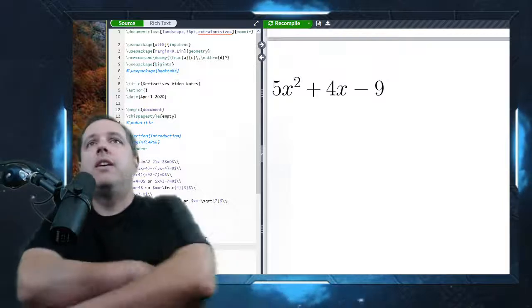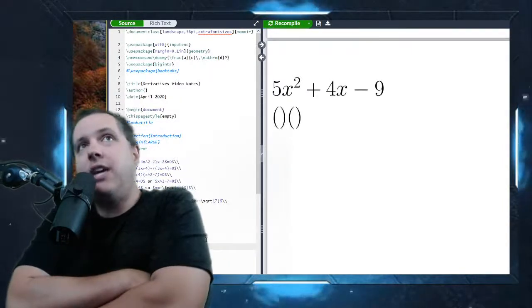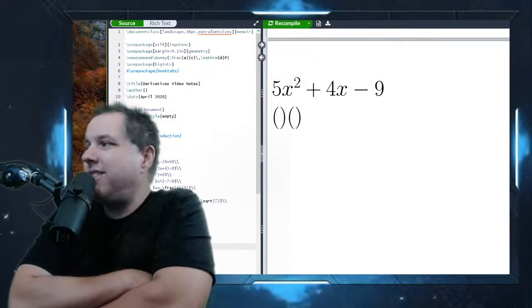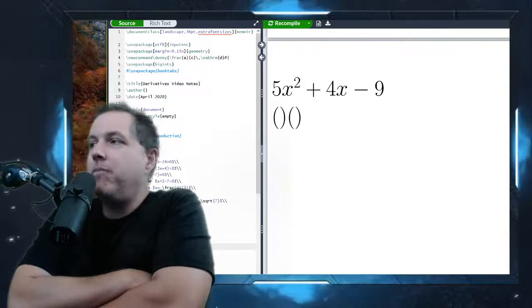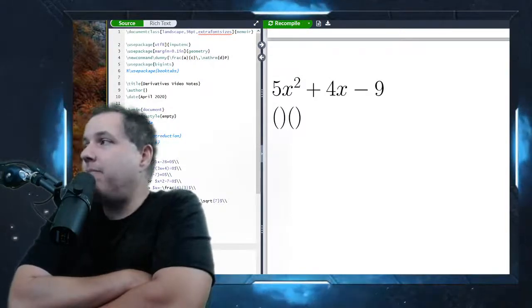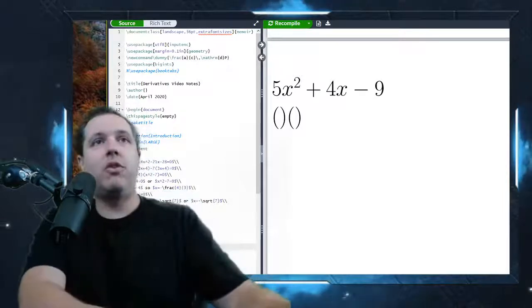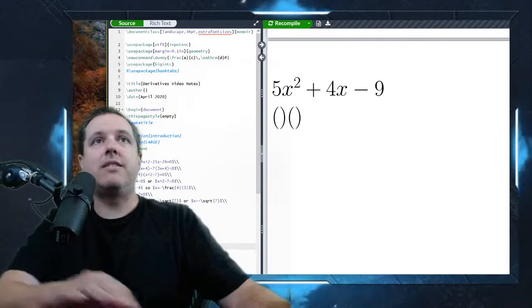Okay, so these ones where the a, that is the coefficient on the x squared, is not equal to 1, these take a little bit of work, right? This one I think isn't going to be too bad because we've got a little bit lucky. The coefficient on our x squared is prime, which means there's only one way you can break it down. It's going to have to be 5x and x.